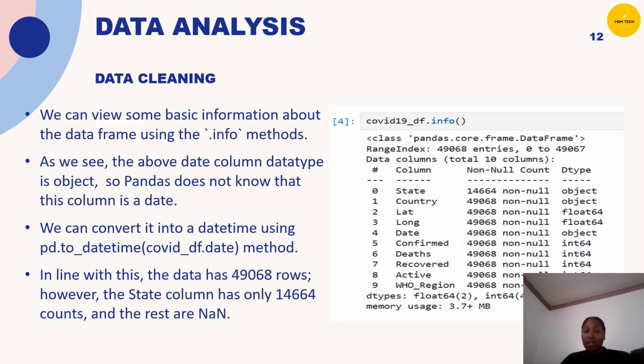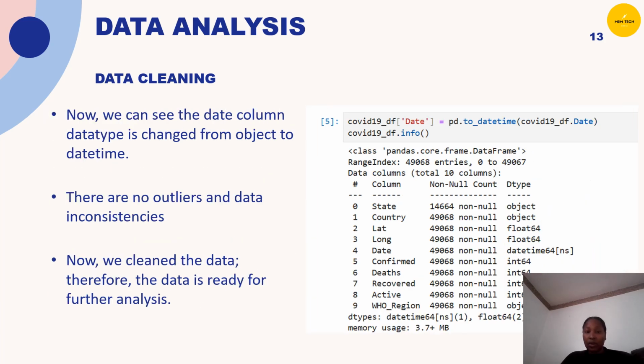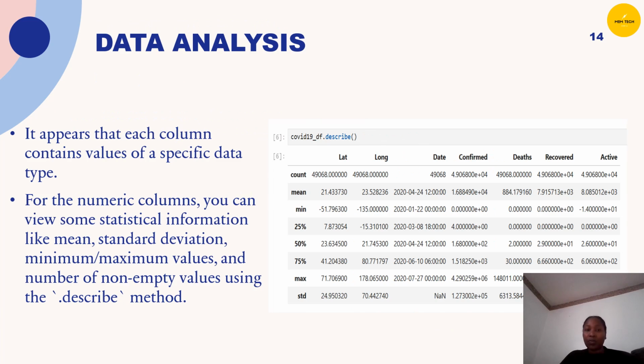However, the state column shows only 14,664 rows, which means there are a lot of NA values. So we will see in our analysis. Now we can see the date column data type has changed from object to date type, and there are no outliers or inconsistencies in our data. Now we can clean the data, so the data is ready for further analysis.